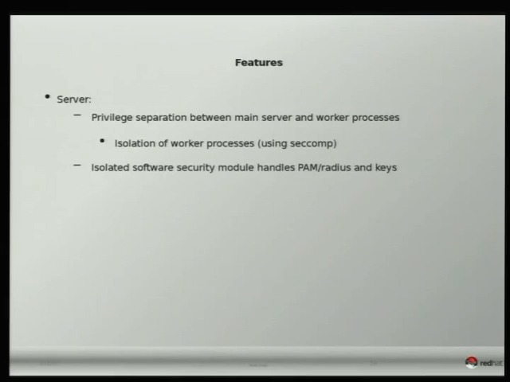Something I would like to stay on is that the server was designed to provide privilege separation between the main process and any client worker processes. I will not get into details, but we isolated the worker process using seccomp and also the security module, which handles PAM and RADIUS as well as the server keys, in a way so if there is an exploit on the TLS layer or on any client handling layer, the server keys will remain safe. That is, a heartbeat will not reveal anything to the client that he shouldn't access.